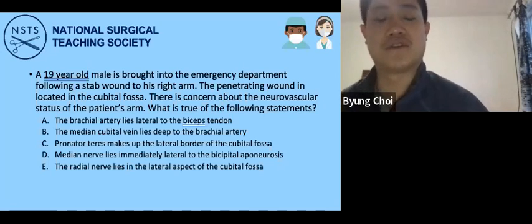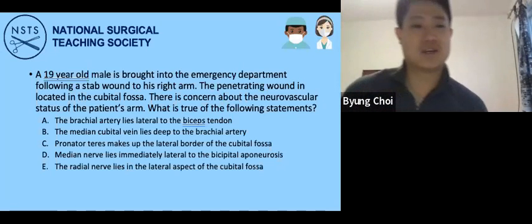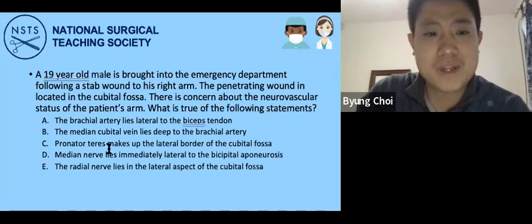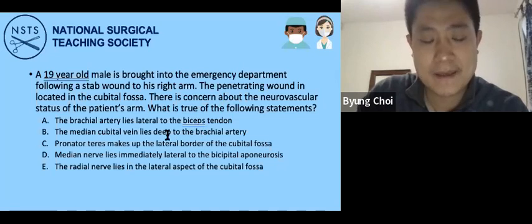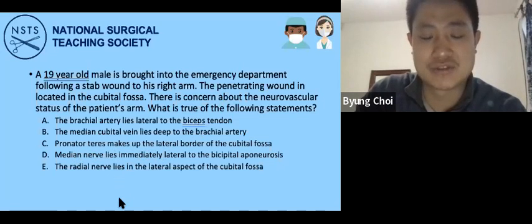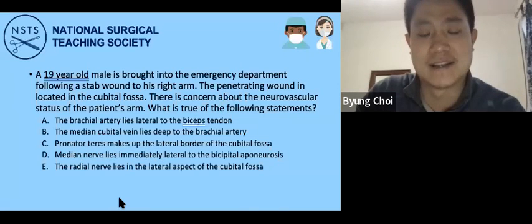What is true of the following statements? A, the brachial artery lies lateral to the biceps tendon. B, the median cubital vein lies deep to the brachial artery. C, pronator teres makes up the lateral border of the cubital fossa. D, median nerve lies immediately lateral to the bicipital aponeurosis. And E, the radial nerve lies in the lateral aspect of the cubital fossa.